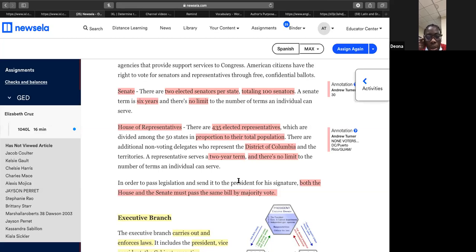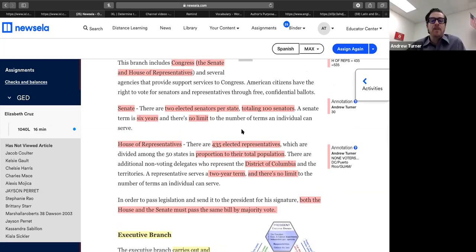In order to pass legislation and send it to the president for his signature, both the House and the Senate must pass the same bill by majority vote. Very good. Now, I highlighted no limits on both of these.